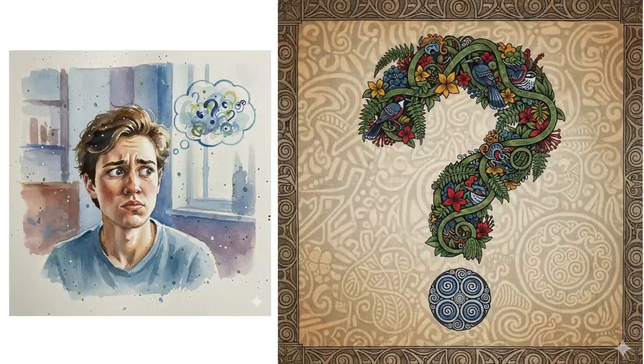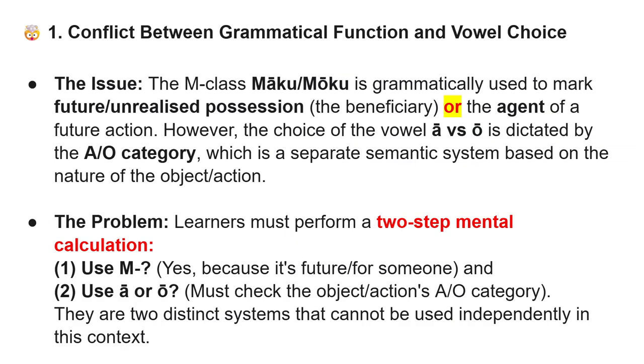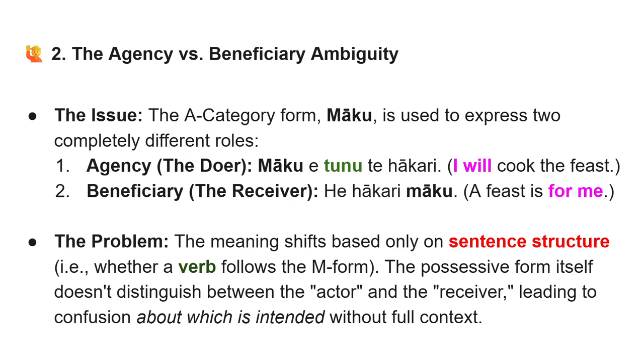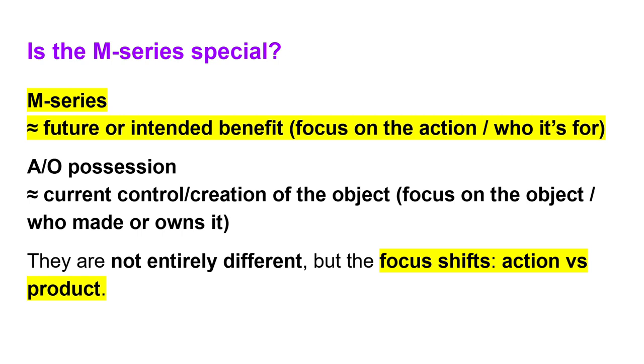So, okay, question, confusing. We tried to break down the issues, and I had terrible arguments with AI. And this is kind of an AI thing that came out of our terrible discussions. It looked at three points: that Maku, Moku, grammatically marked future unrealized possession, or the agent of a future action. So there's two things going on. And then is it agency or beneficiary? And there's an override situation.